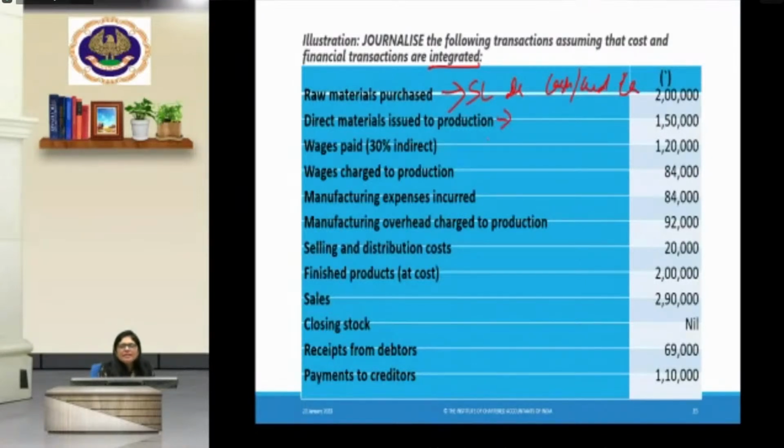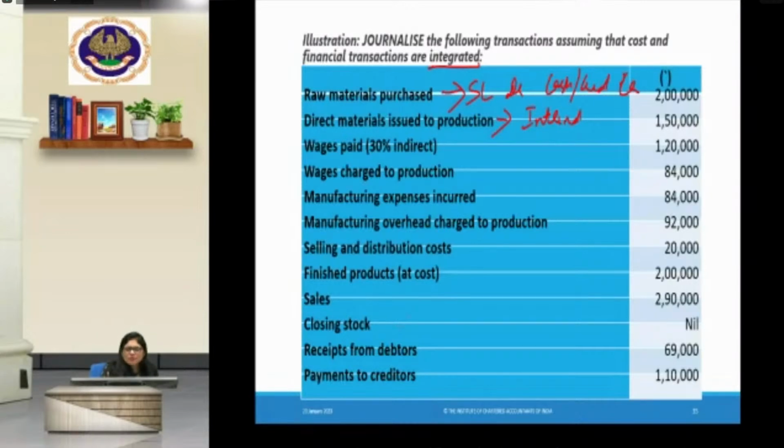Direct material issued to production is an internal entry. The same entry will be followed the way you were following in non-integrated. For any internal entry, there is no difference. So direct material issued to production: WIP debit to stores ledger control account. All right. So internal entries, internal transfers will have no difference. Clear? Direct material issued to production, WIP debit to stores ledger.